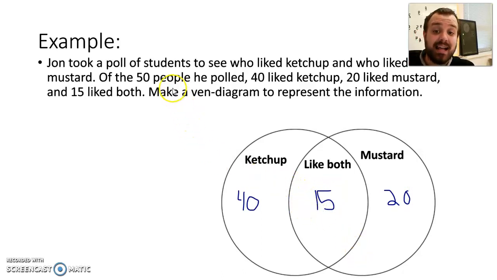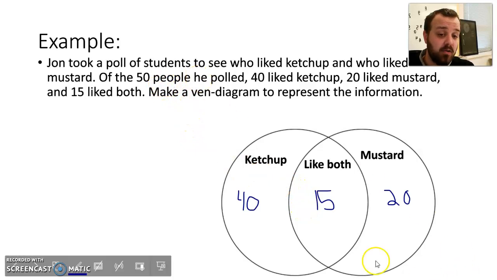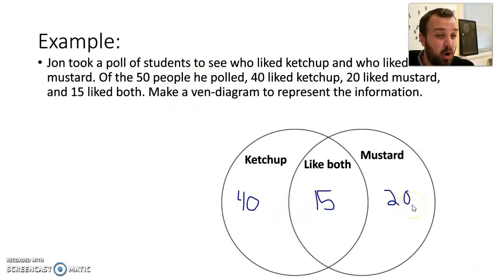However, when you look at it, there's 50 total people that he polled. If I add these up, it adds up to 75. That's way more than the number of people I polled. How is that possible? It's because this number that they're talking about, how many like ketchup, includes the people who like both. So I have to be very careful about how I fill this out.